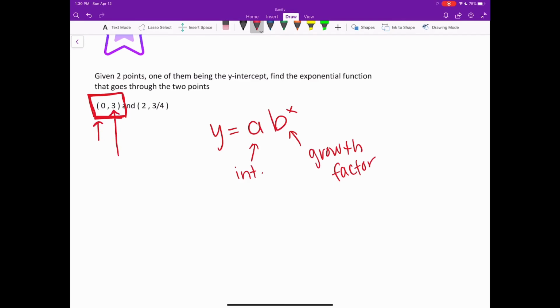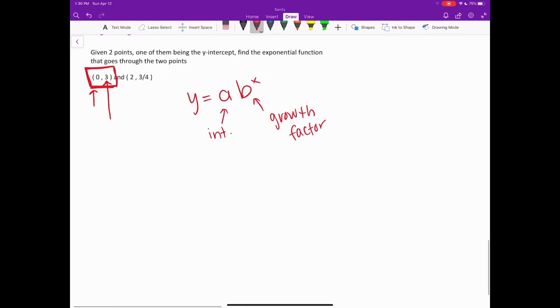So right there, my initial value is 3. I can replace a with 3. So I know the function that goes between these 2 points has to look something similar to y equals 3 times some growth factor b to the power of x. So this is kind of like our bare bones equation for these 2 points.